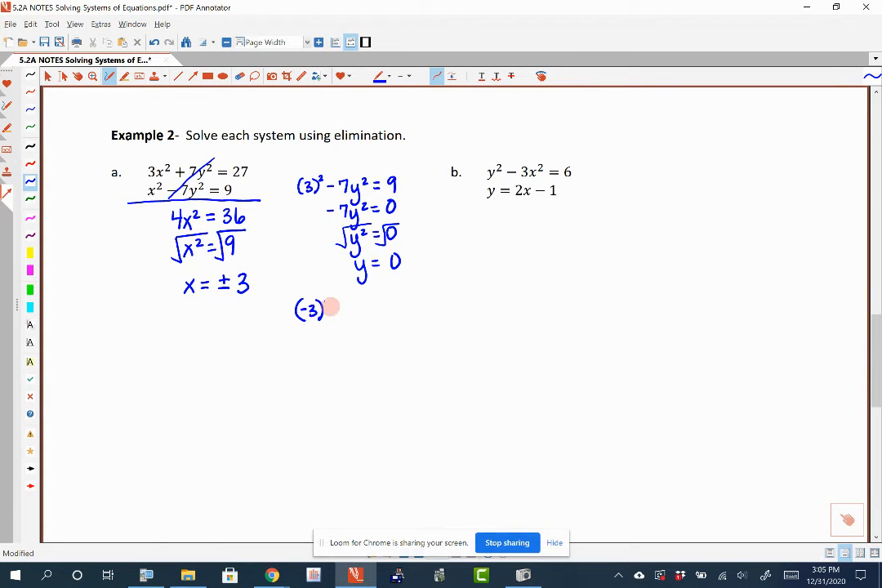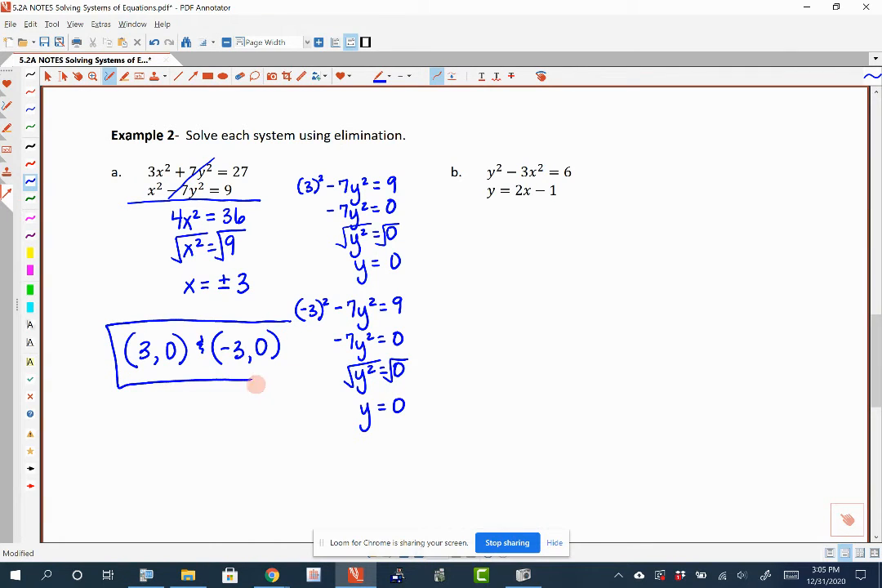What about when I plug in a negative 3? I'm going to plug it into that same equation. Nothing about this is going to change because now I'm just squaring a negative, and squaring a negative still gives me a positive. So this time I end up with the exact same values, because it didn't matter if it had a positive 3 or a negative 3, and when I squared it, I ended up with a positive 9. So this time, when my x value was 3, my y value was 0. And when my x value was negative 3, my y value was also 0.